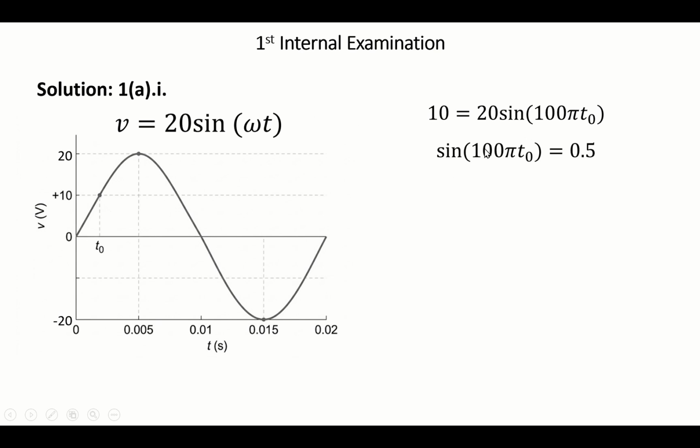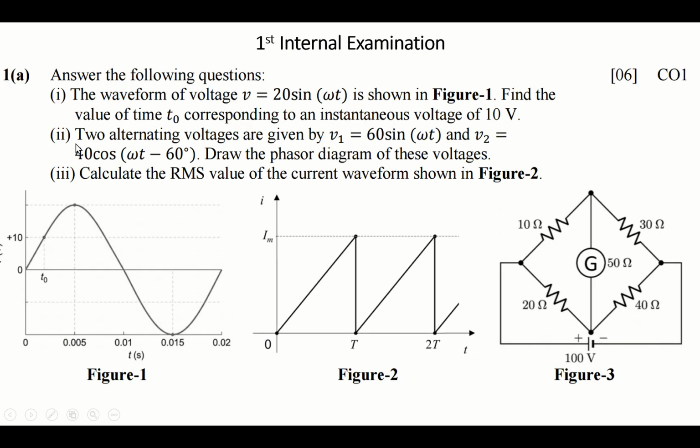And this can in fact be further written as sine of 100 pi t naught is equal to 10 by 20, which is 0.5, and further this can be written as 100 pi t naught equal to sine inverse of 0.5, which is pi by 6, and thus this gives us t naught as 1 by 600, which is 0.00167 seconds.